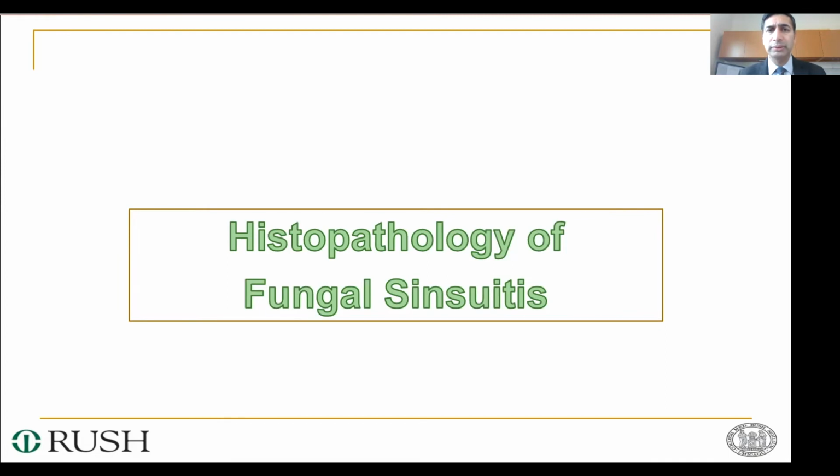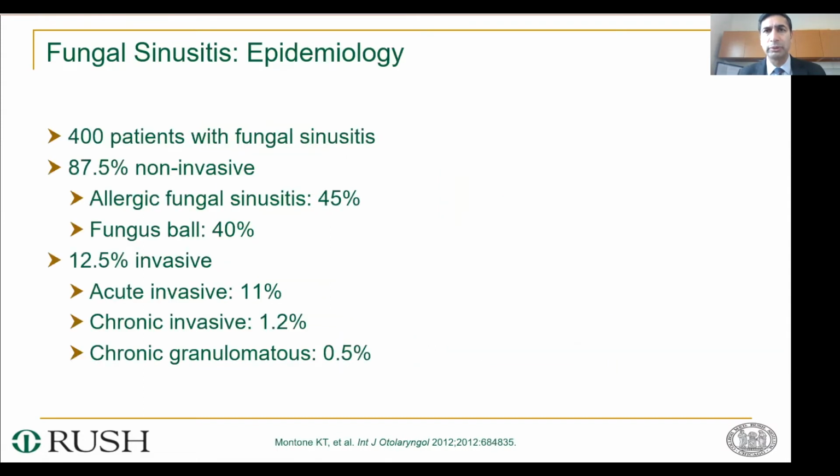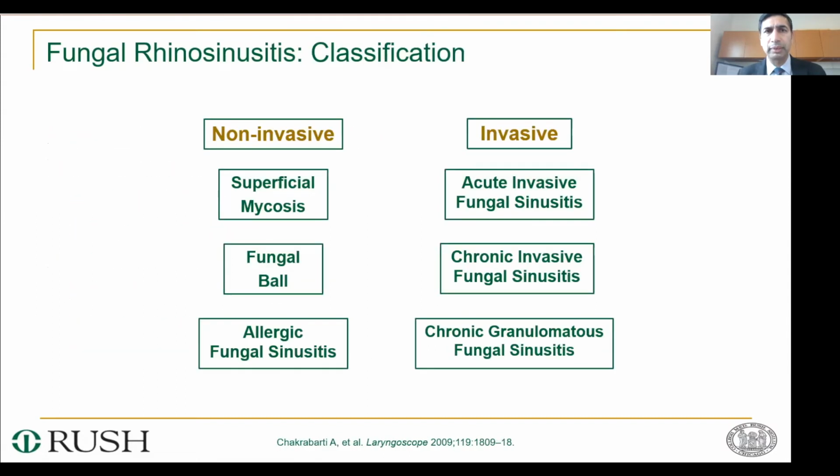I'll now switch gears and talk about the histopathology of fungal sinusitis. Recall that broadly, this is classified into the non-invasive and invasive variants. Under the non-invasive category, we have the superficial mycosis, fungal ball, and allergic fungal sinusitis. And under the invasive variant, we have the fulminant acute invasive fungal sinusitis. And then you have the chronic subtypes with the chronic invasive fungal sinusitis and the chronic granulomatous fungal sinusitis. And I will go through all of these variants.